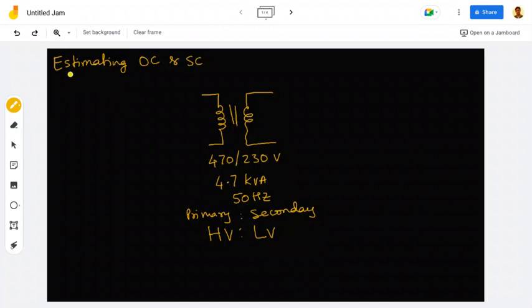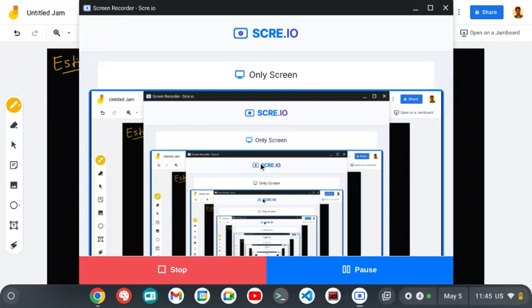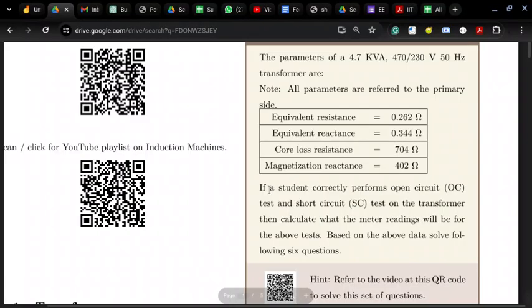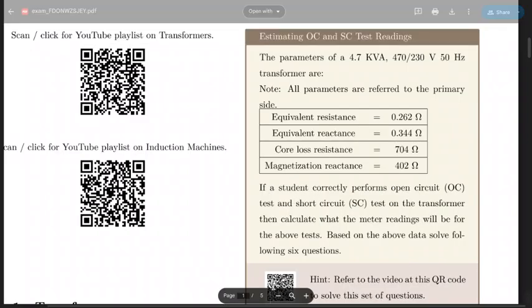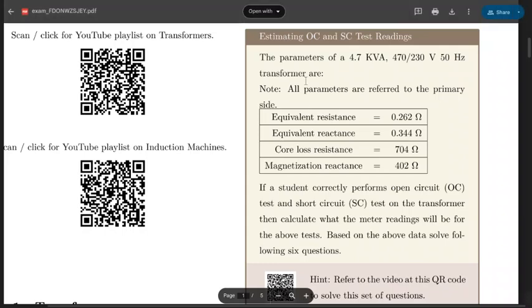Now there is a twist in this question. Here the video is linked right at the below hint. There it is actually a step up transformer, but here I have given a step down transformer, so that is the twist in the question. Anyway, let's complete the diagram first.